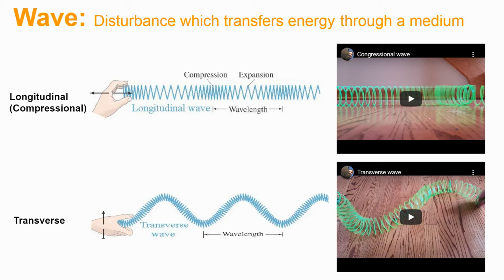A wave is a disturbance which transfers energy through a medium, or in other words, it's a movement through air, water, land, or space. Waves can move in a few different ways, but we're going to focus right now on longitudinal waves and transverse waves using our slinky.